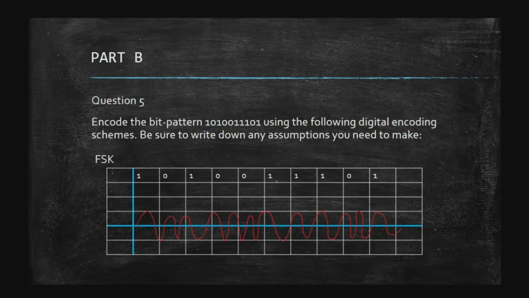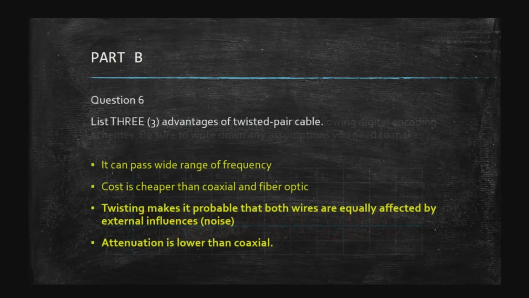Okay, so that's all for the encoding part. So you should know how to draw the pattern of the digital encoding based on the stream of bits that have been given to you. Okay, next, question number 6. List 3 advantages of the twisted pair cable.